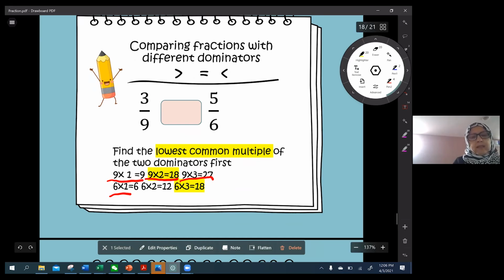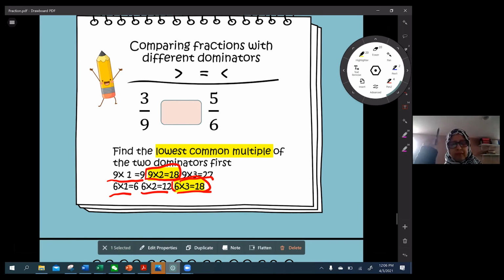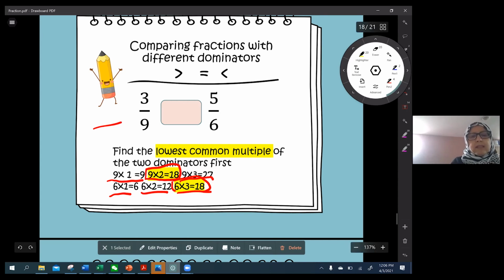Woohoo! Yeah, I found it, right? I found the smallest common multiple, all right? Okay, the first multiple you find, you're going to use that, right? So I'm going to use 18 as my denominator now. 18 is the lowest common multiple, okay? So now I turn my denominator into 18.